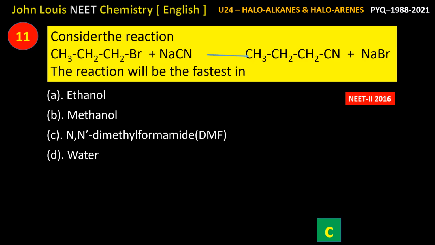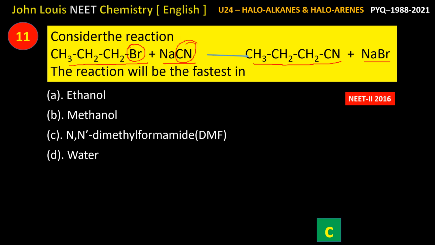Consider the reaction CH3CH2CH2Br plus NaCN gives CH3CH2CH2CN plus NaBr. So here it has undergone a substitution reaction. This bromine is substituted by CN. This is a substitution reaction.